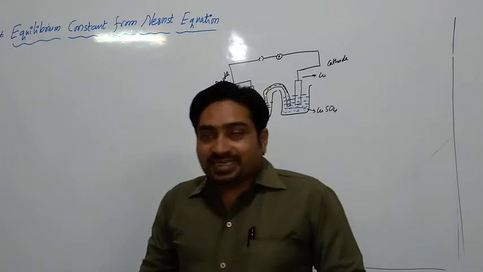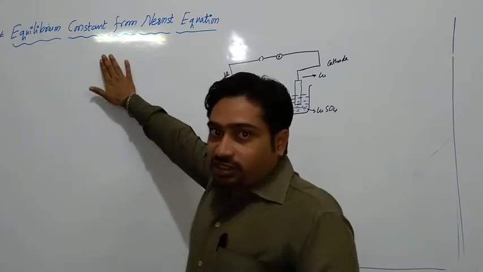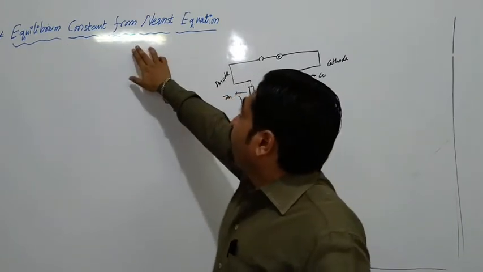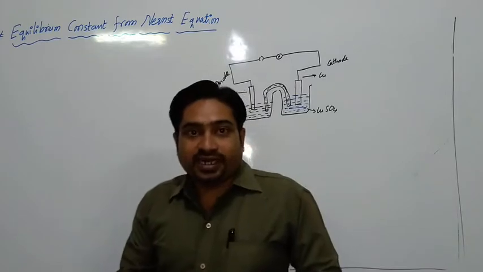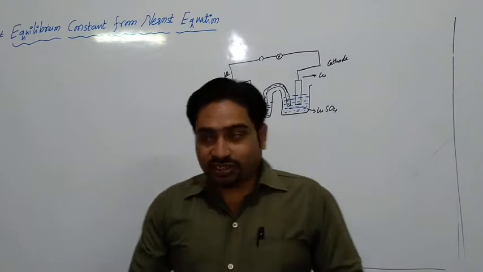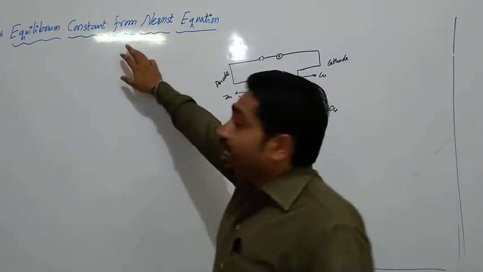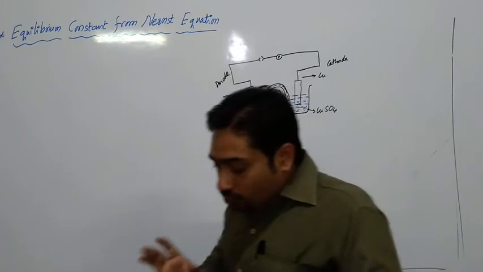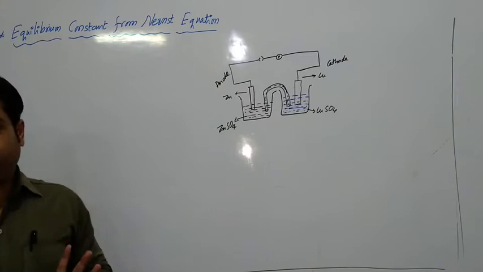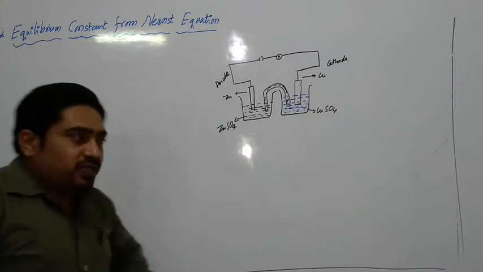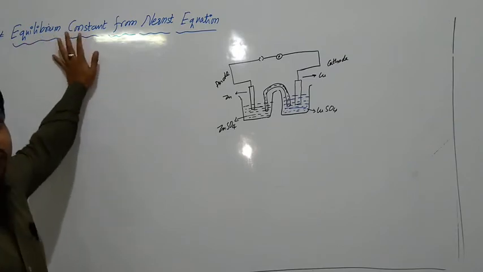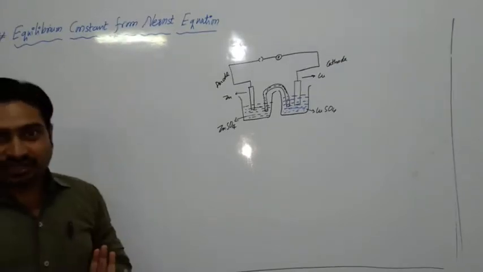So now today we will discuss the calculation of the equilibrium constant of an equilibrium reaction from the Nernst equation. For a reversible reaction there exists equilibrium, and for that equilibrium there exists an equilibrium constant. That equilibrium constant can be calculated from the Nernst equation. So we'll study how to calculate the equilibrium constant of a reversible reaction from the Nernst equation.